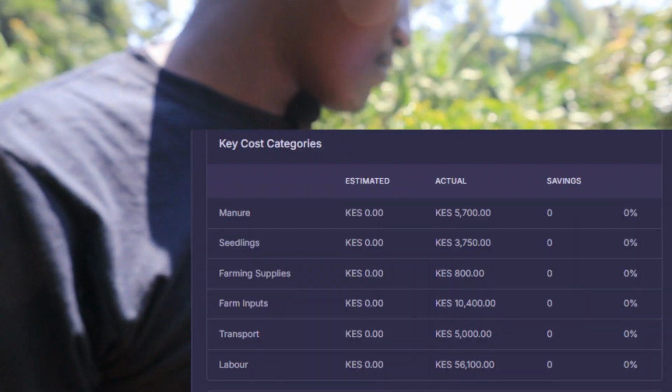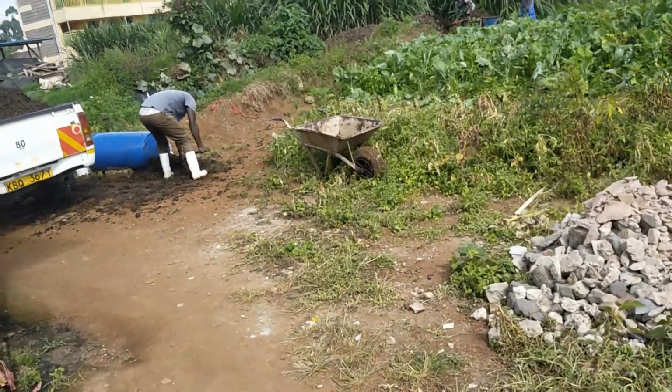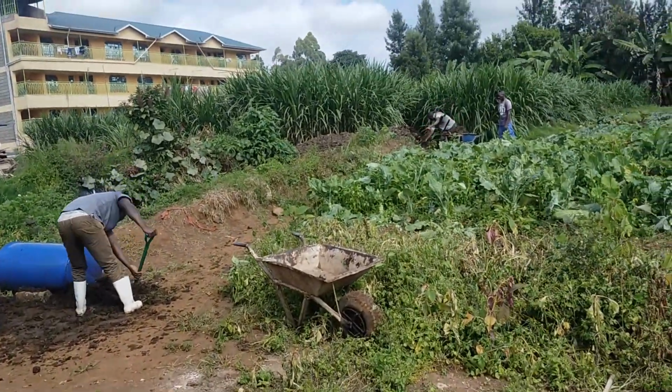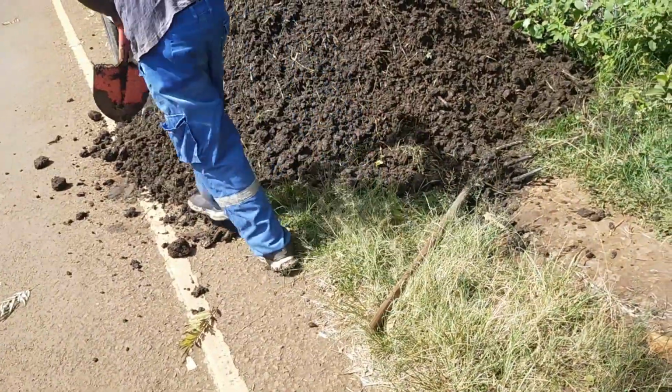So that's what I did for that and then I spent 5,000 on manure. I brought almost 5 pickups of manure here. Nilipatiwa free manure by a family friend, who I'm very grateful to. Nikipata bonus nitampelekea kakitu. I bought chicken manure kama top dresser, which was even the bigger expense, because the manure ya hizo 5 pickups I spent about 2,000.